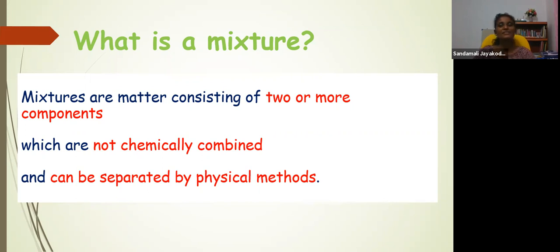We can separate them by physical methods: evaporation, filtration, and later heating and sieving, that is, using a sieve. They can be separated by various physical methods. So this is the definition for a mixture. Is that clear to you? Clear to both of you?